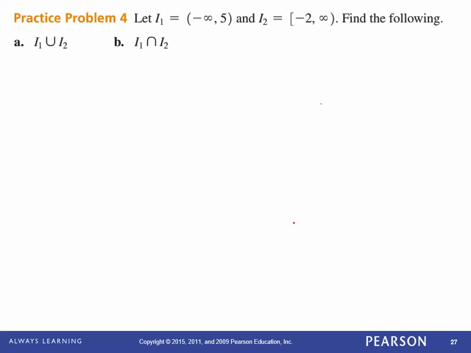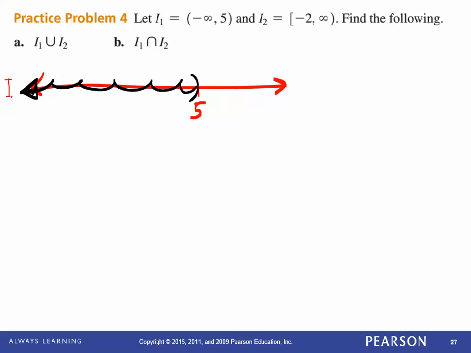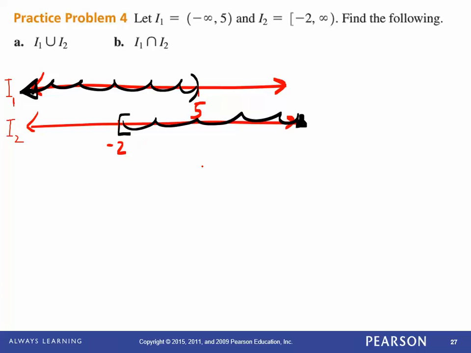Alright, let's go for it here. And the way I like to do this, I like to make a little graph. Eventually I think you will not make a graph, but if you need to, make a graph initially. So if I say interval 1 is from -infinity to 5, there's my interval 1. So parenthesis at 5 going off to the left. Interval 2 is from -2 including -2 off to the right. There's my interval 2. And so that means I want the union. Union is all of it all together.